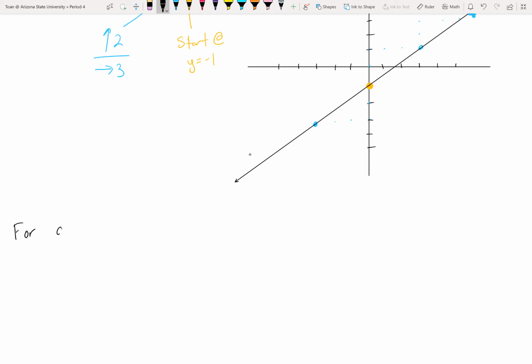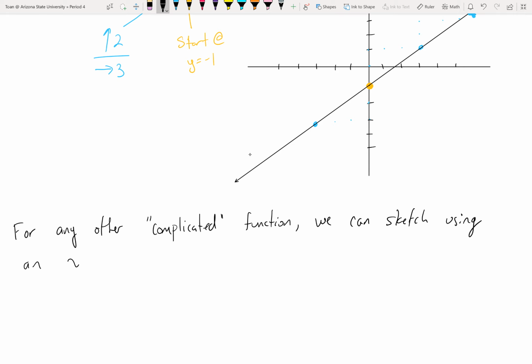So for any other complicated function, and I put the word complicated in quotes because it really isn't complicated, we can sketch using an XY table. That basically is the only technique mathematicians have when they want to experience a new function they've never seen before. I mean, this is how the ancient Greeks looked at functions. And they didn't have calculators. They didn't have fancy methodologies. No, they just said, gee, I have an equation here. I want to see what it looks like. Let's make an XY table.